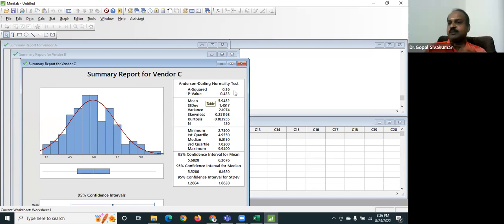Now, what is the null hypothesis? Normally, all of us behave in the normal manner. In the same way, data is considered to be normal. That is the null hypothesis.